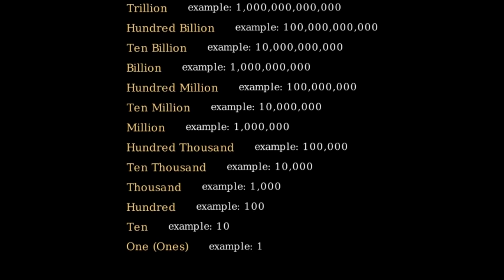Ones, tens, hundreds, thousands, 10,000, 100,000, million, 10 million, 100 million, billion, 10 billion, 100 billion, and trillion. I'll show a chart and an example for each place. Notice that each place is 10 times the place to its right. For example, 10 ones make a 10, 10 tens make 100, and 10 hundreds make 1,000. Let's highlight the ones, tens, hundreds, and then million and trillion, so you get the idea.